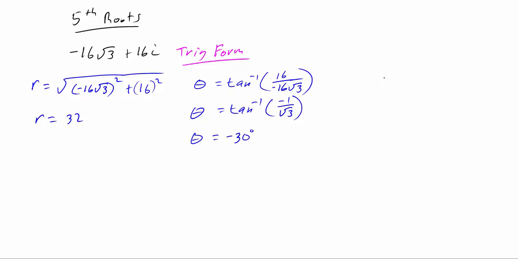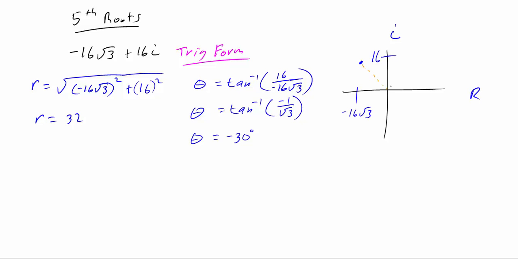Now, before we go any further, let's look at where our number is. Well, we have a negative 16 square root of 3, so this is the real, this is the imaginary. So with a negative 16 square root of 3, we know we're going to be over here to the left somewhere. And then we have a positive 16i, so we're going to go up here, positive 16, which means we're going to be over here in the second quadrant.